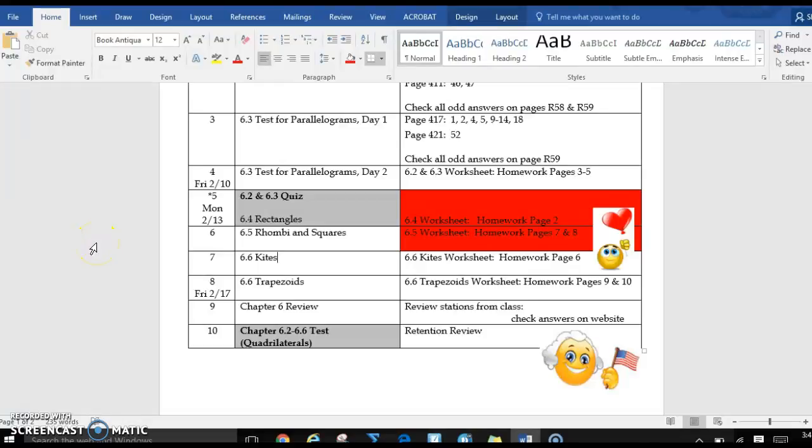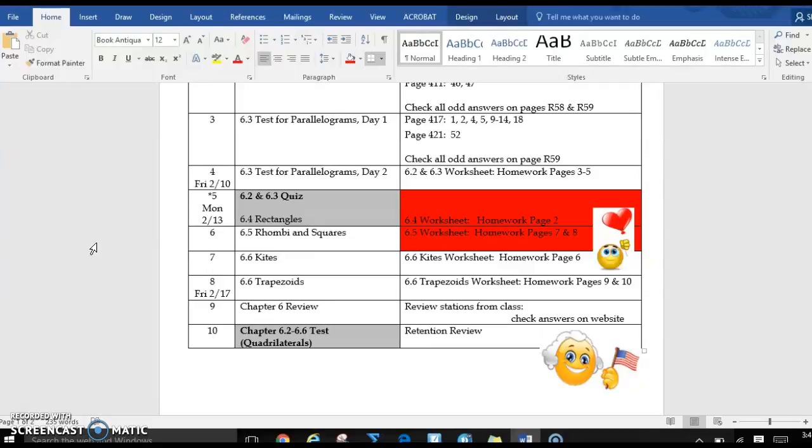Hi, I want to talk about the two red worksheets that you see on this page. The first one you should have already turned in, and the second one will be your homework later today. However, we're going to talk about all three concepts: rectangles, rhombi, and squares. Rhombi is the plural of rhombus.